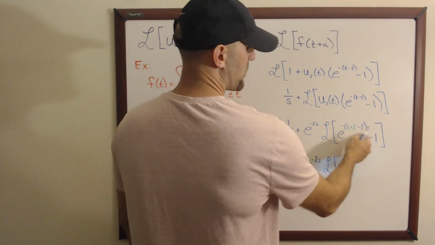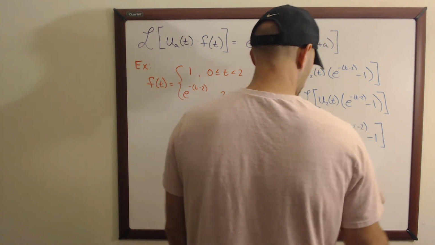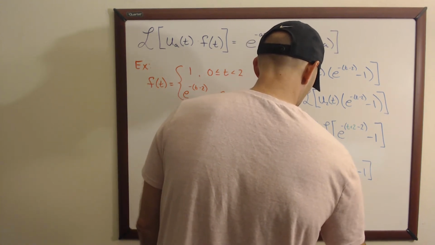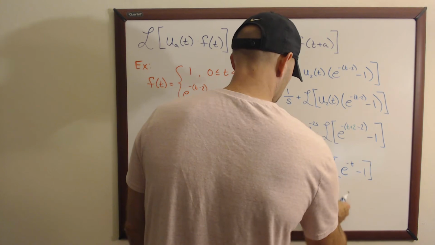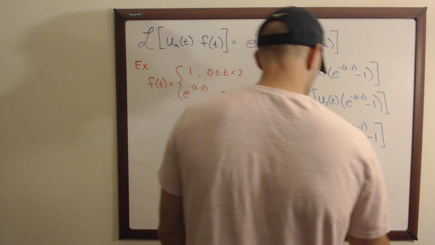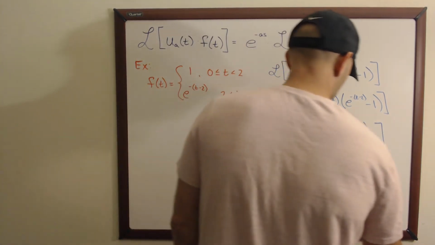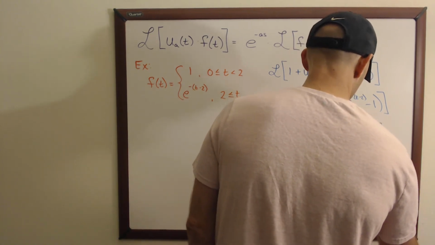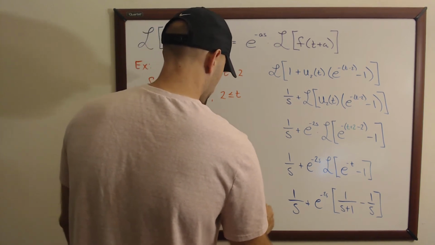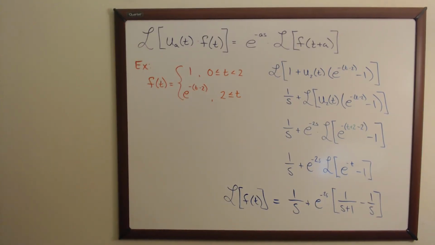Specifically, t plus 2 minus 2, well, that's just t, so that's e to the negative t minus 1. So this is 1 over s plus e to the negative, negative 2s. The Laplace transform of e to the negative t, that's 1 over s plus 1. And the Laplace transform of 1 is 1 over s. There you go. Okay? So this is the Laplace transform of this piecewise function.